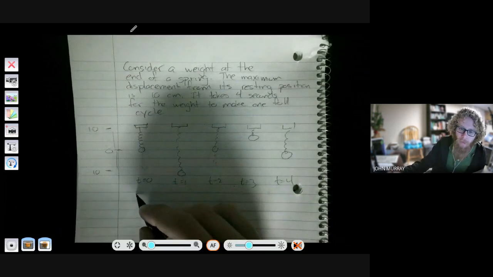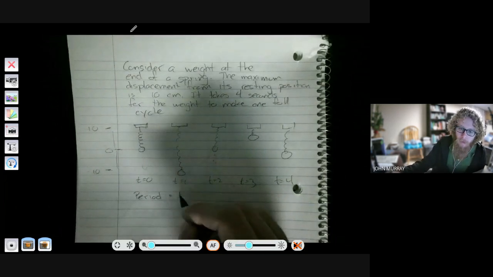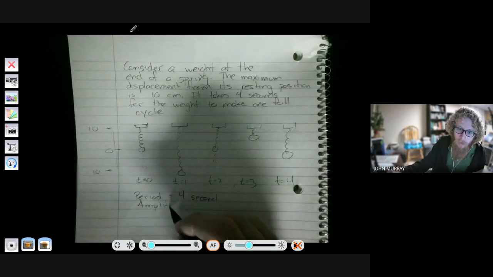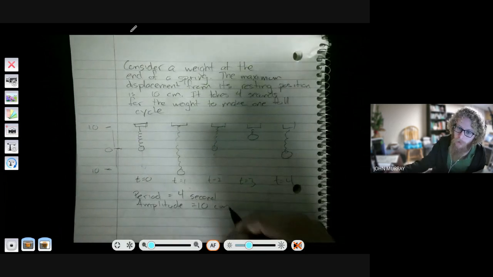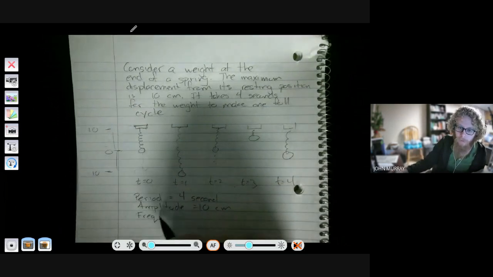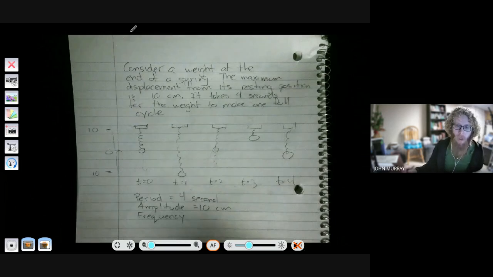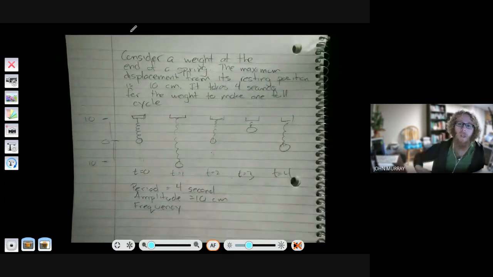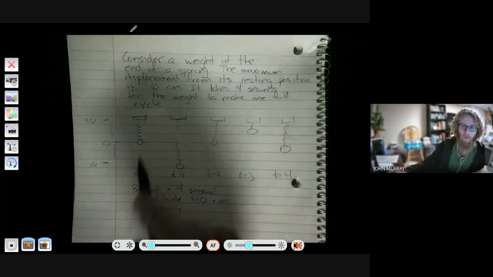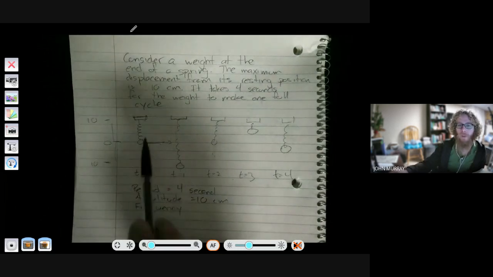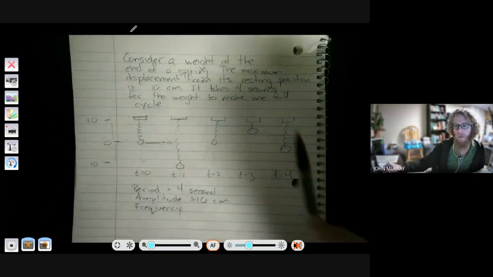So here we have our period is 4 seconds. We said our amplitude was 10 centimeters. Now the frequency, say it again: number of cycles per second. So in 1 second, how much of a cycle do I go through? For 1 second, I move from here to here. Well, for one full cycle, that's 4 parts: 1, 2, 3, 4.